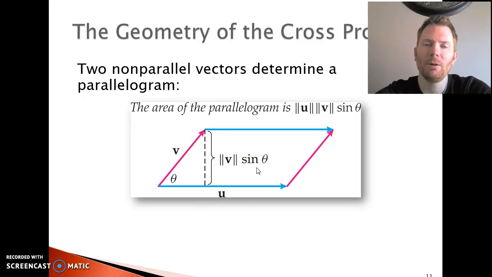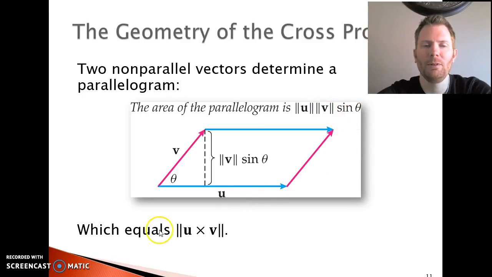And you may or may not recall, but the area of a parallelogram is given by height times base. So this is the height, this is the vector base, but the length is the magnitude of it. So we get magnitude of u times magnitude of v times sine theta.